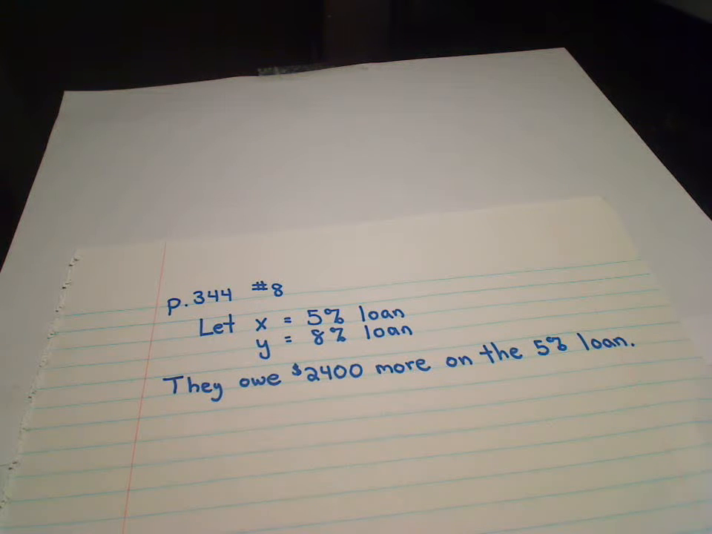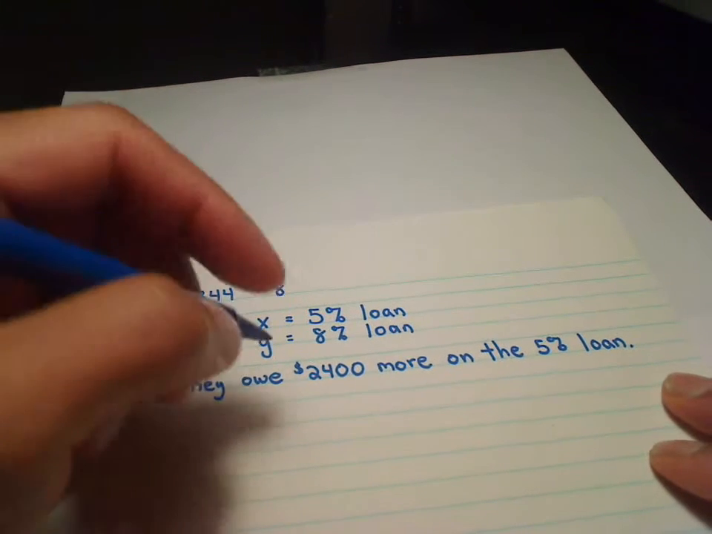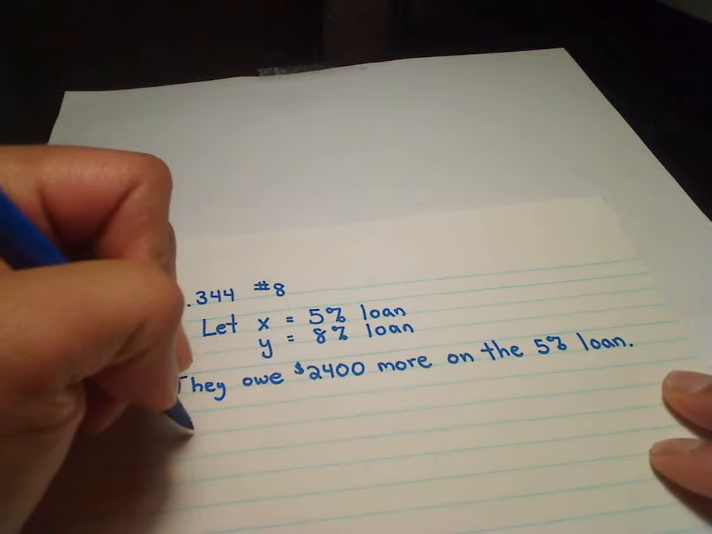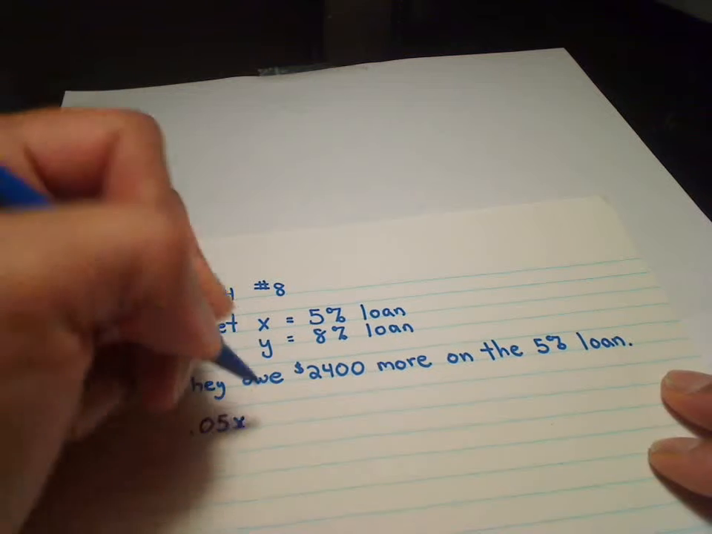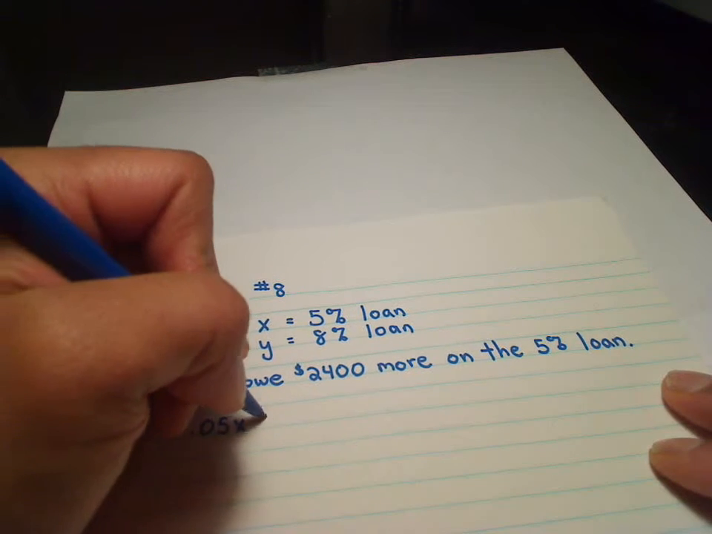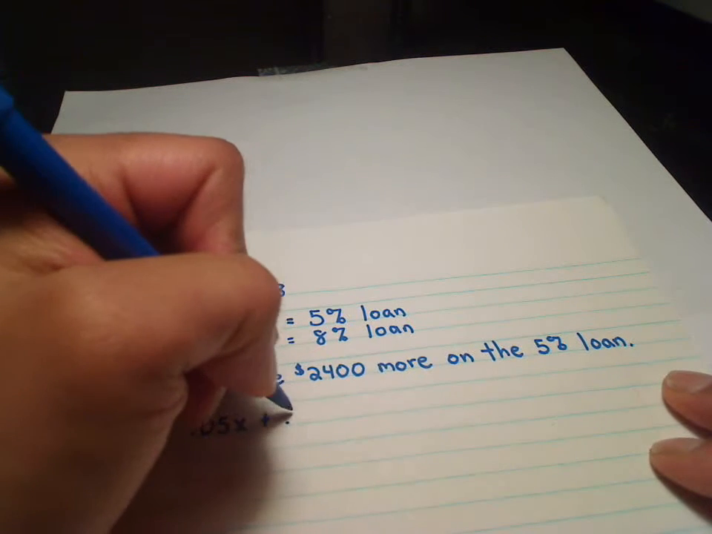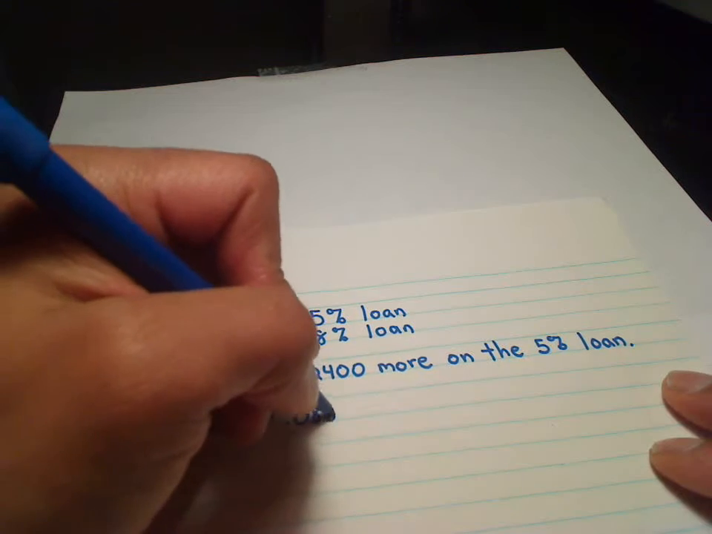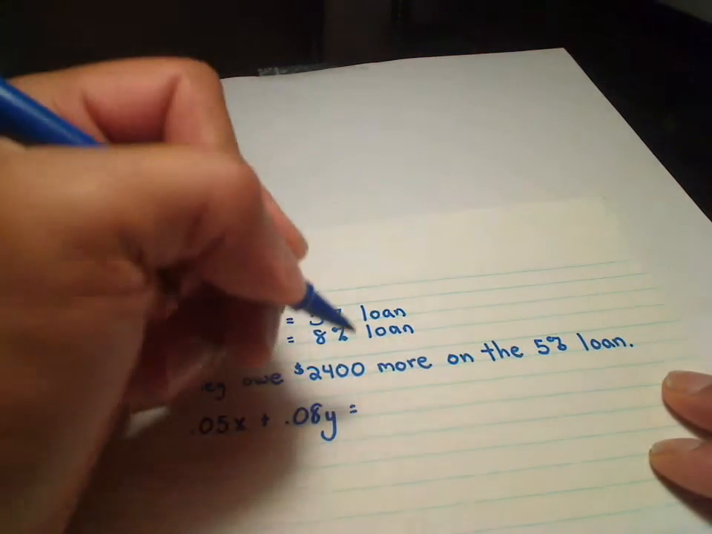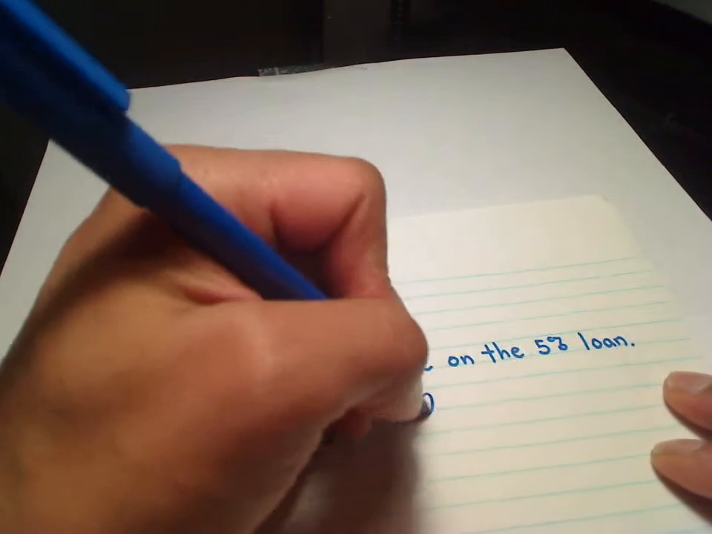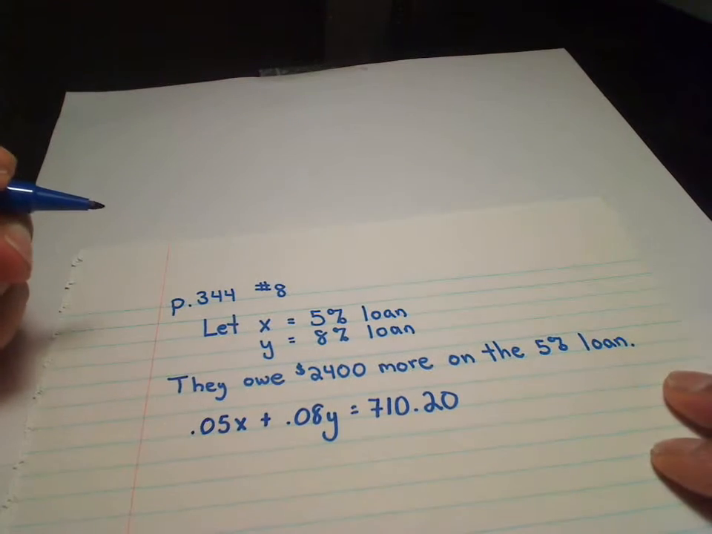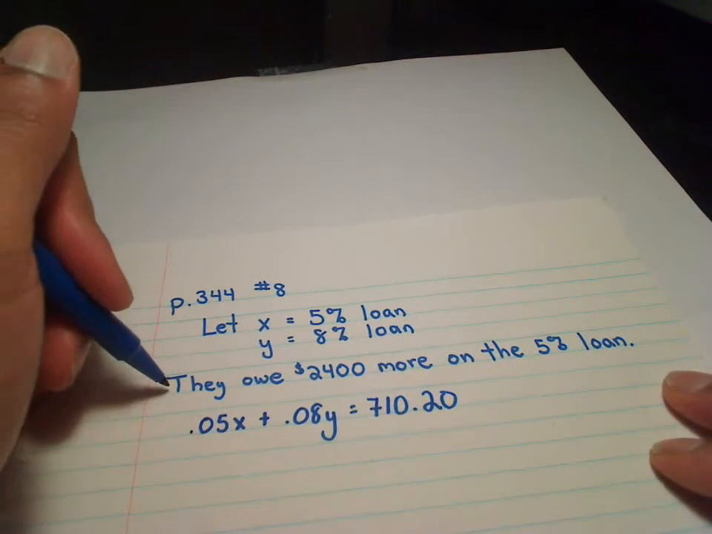So here are my two equations. The first one is we're going to take the 5% loan, how much we owe on that, plus the 8% loan, and it's going to equal our total interest of $710.20.